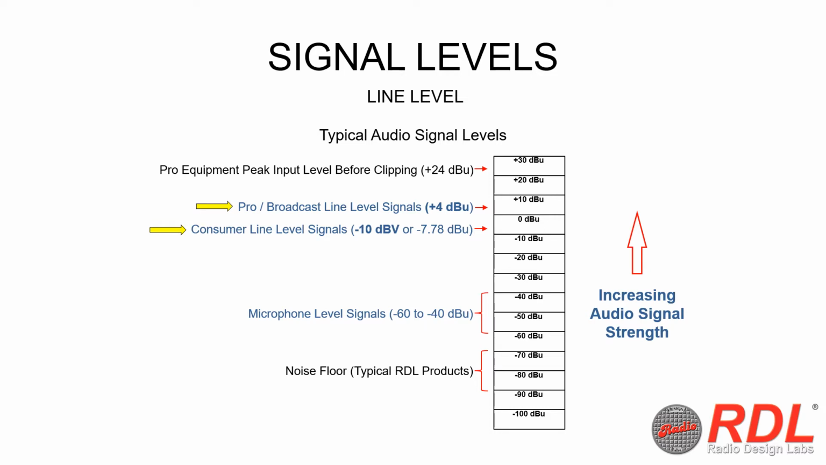Because of the variance in signal strengths between consumer and pro electronics, you may need to use attenuators, which lower signal levels, or line amplifiers, which raise signal levels, if both pro and consumer electronics are to be used in the same system.